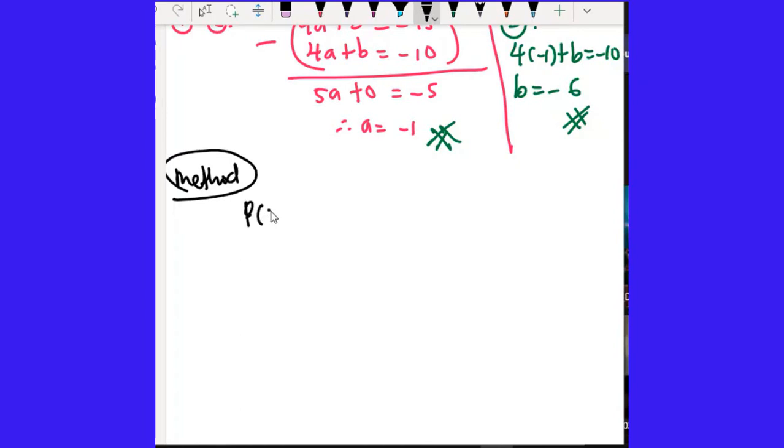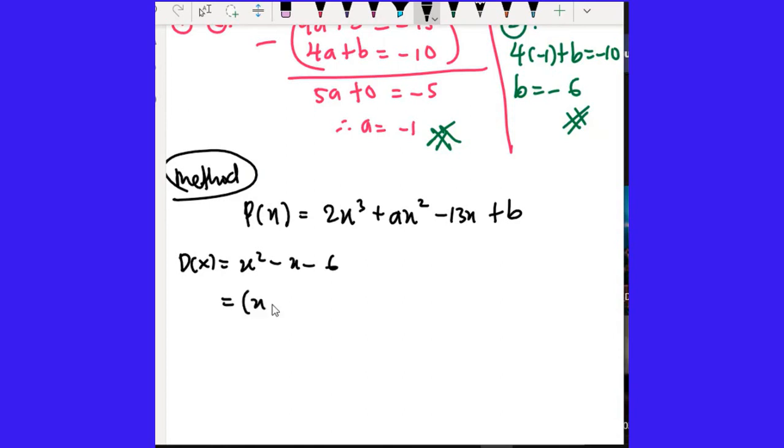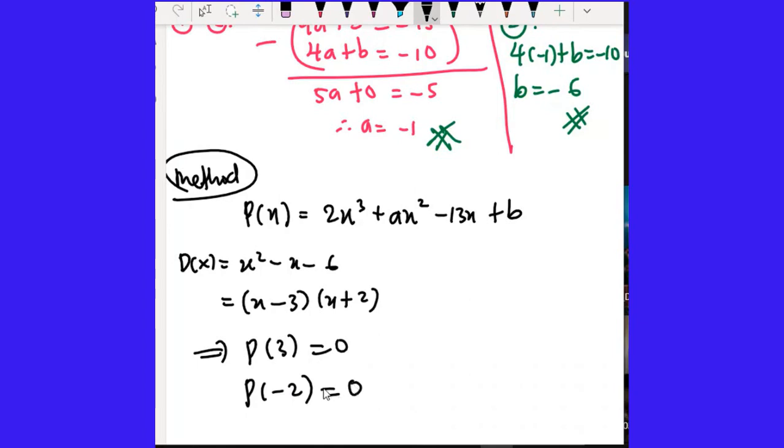Okay, P(x) is 2x cube plus Ax squared minus 13x plus B. Exactly divisible, D(x) ni dia dah bagi dah: x squared minus x minus 6. Kita factorize kat sini. See. So exactly divisible by maknanya P of 3 is equal to 0, P of negative 2 is equal to 0. Okay. Jadi sekarang ni awak ada A, ada B. This is first equation, this is second equation. This is simultaneous equation. Cara ni cara biasalah.